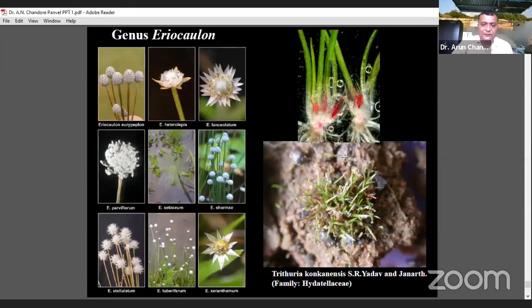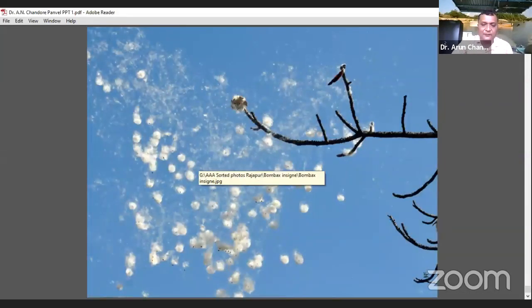Okay, due to time limit, I will go fast. So this is the conservation topic. Important is how to conserve. I will conclude within 5 to 7 minutes. Conservation topic.